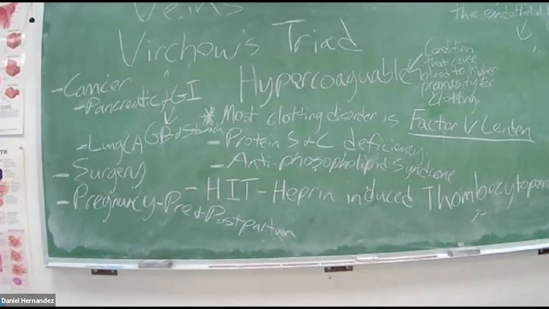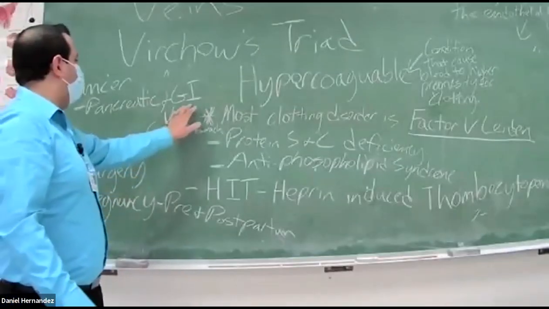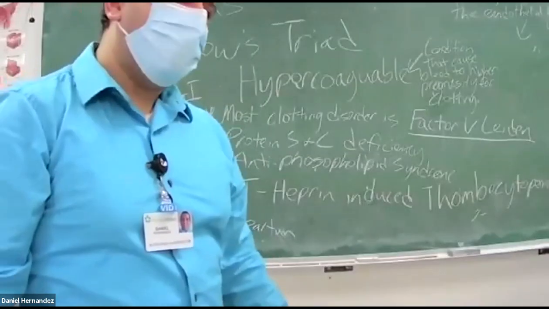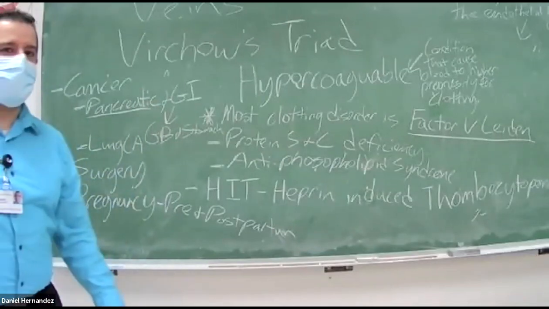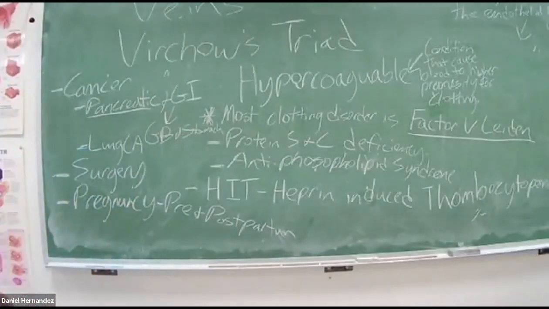I think if I left anything out. Next to lung, under pancreatic and GI, what does this say? GI cancer, like gallbladder cancer, stomach cancer, esophageal cancer. Yeah, things like different GI cancers. Pancreatic's the big one though. For whatever reason, patients with pancreatic cancers tend to develop clots.